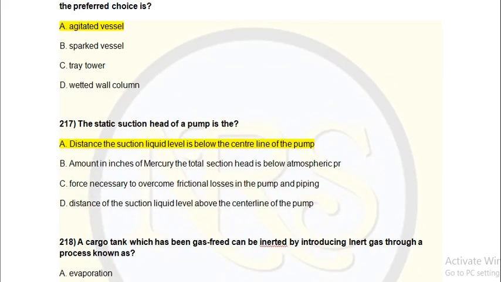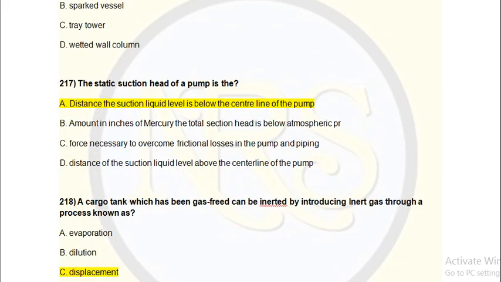Question number 217. The static suction head of a pump is being option A, distance. The suction liquid level is below the center line of the pump, that is below the center of the volute casing.